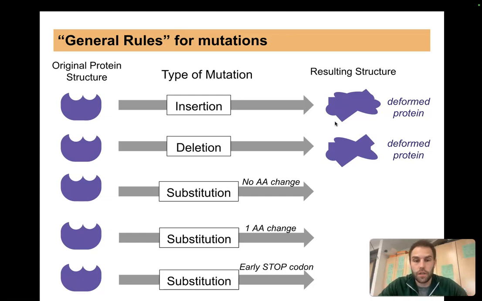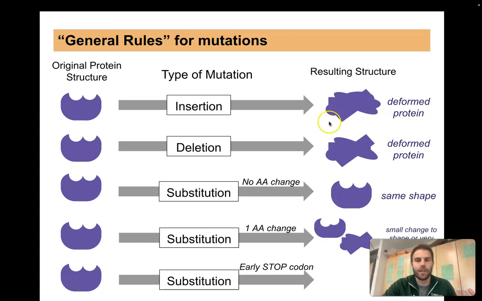For a substitution, if there's no amino acid change, then the protein's going to fold the same way. It's going to have the exact same shape. And if there's one amino acid change, this is a tough one, by the way. Like in the case of sickle cell anemia, just one amino acid change completely changes that protein and in effect completely changes a red blood cell. But sometimes one amino acid change maybe barely changes it. If you notice, the shape's just a tiny bit different than this one right here, but not too much. So it really just depends, all right?